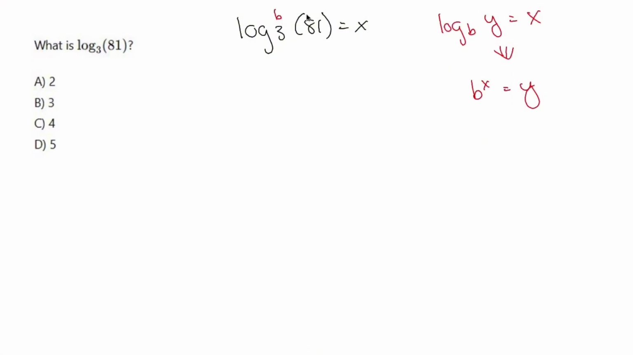You would be my b, you would be my y, you would be my x, which means I can rewrite this guy as 3 to the x equals 81. Now what does that do for me? I can rewrite 81 as 3 to the 4th power. So 3 to the x equals 3 to the 4 means since they have the same base and they equal each other, I can say that x equals 4. Which means log base 3 of 81 is just 4. And that's it, we're done.